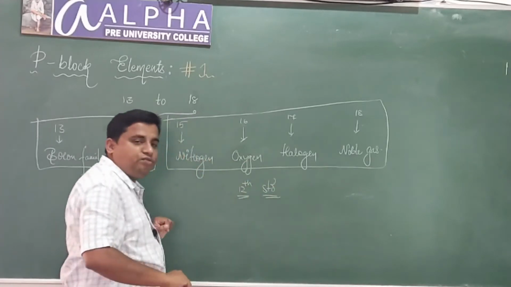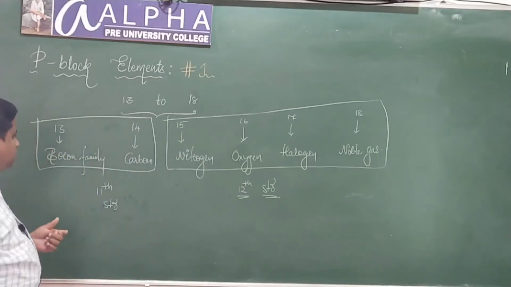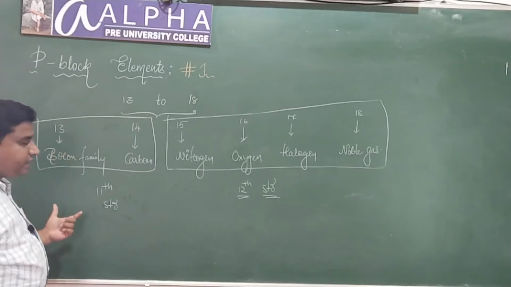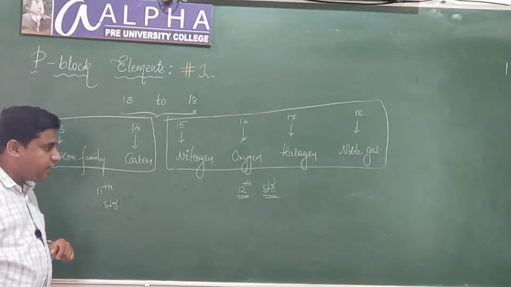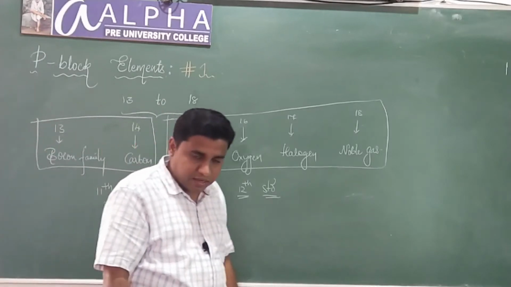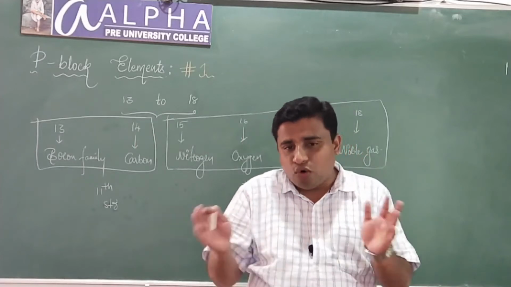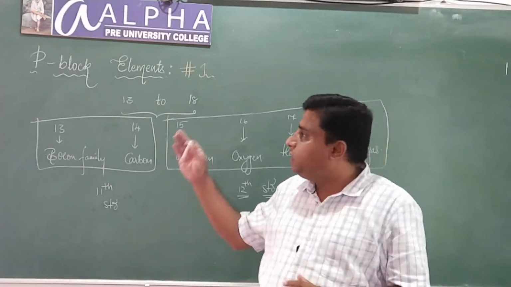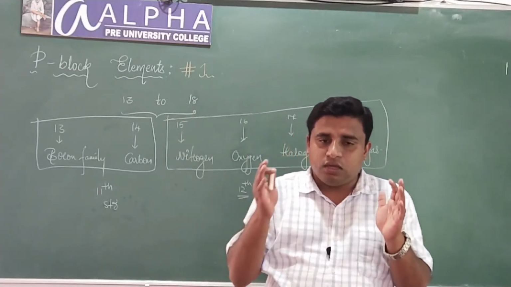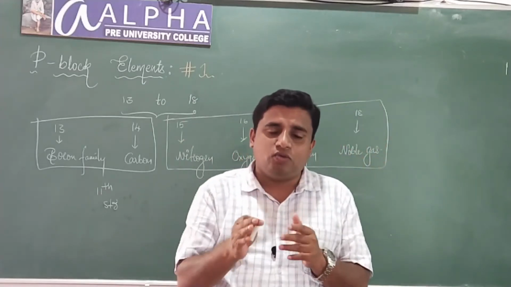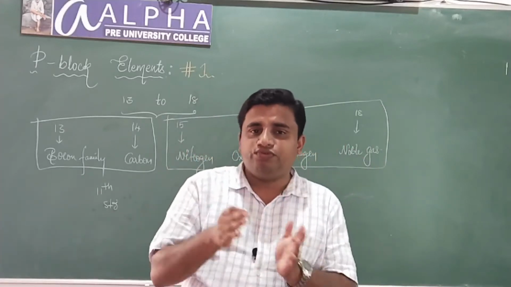So in 11th standard, we have to study only 2 groups: group 13, which is called the boron family, and group 14, which is called the carbon family. I hope you understood my point. In part 1, group 13 and group 14. In part 2, the elements from group 15 to group 18.